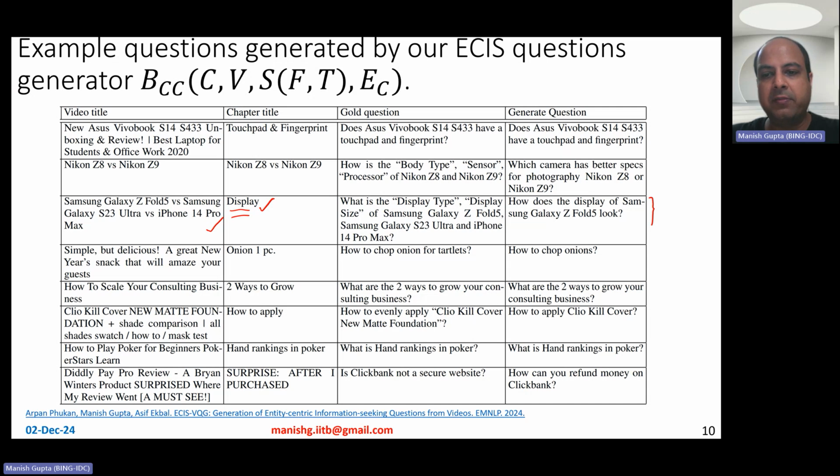And then similarly, you can look at another example, 2 ways to grow, not a good title, but we generate: what are 2 ways to grow your consulting business? And yes, the video seems to be about consulting business. That's a great question generated, right? And of course, there are gold questions also. The gold question here is talking about other phones as well, but we were able to at least identify one phone. And that's a reasonably good question to be showing in the people also ask kind of blocks.